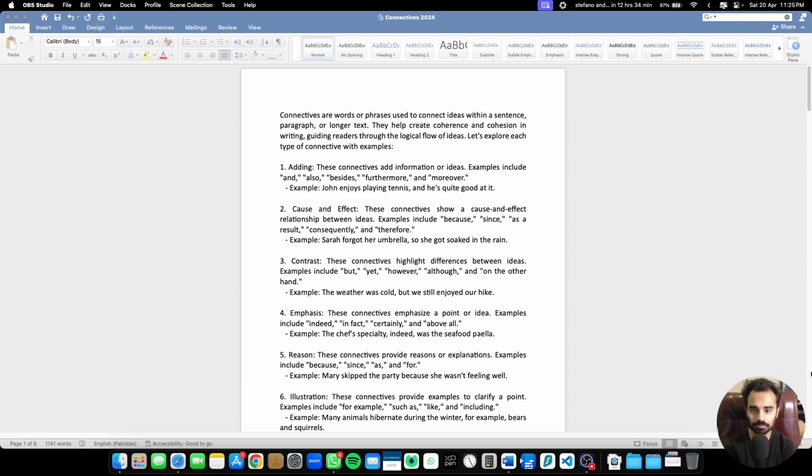All right, it's working. Okay, so connectives are words or phrases used to connect ideas within a sentence, paragraph, or longer text. They help to create coherence and cohesion in the writing, guiding readers through the logical flow of the ideas. So, let's explore it together.